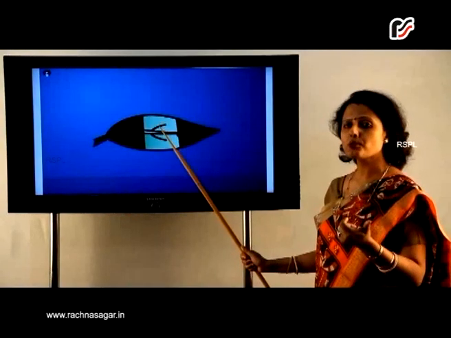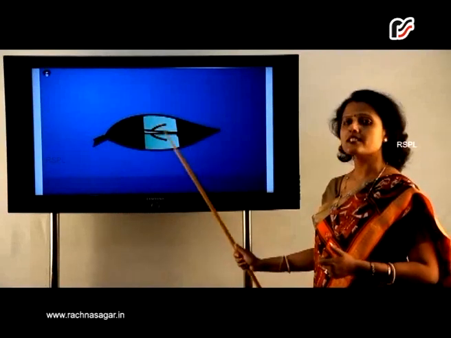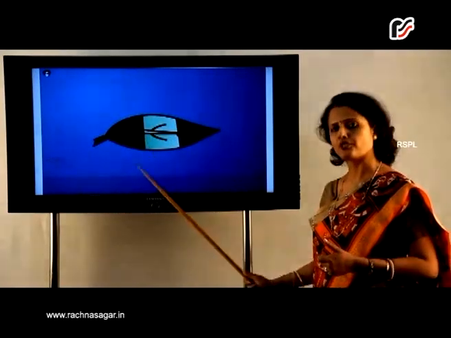Have a look, children. The part of the leaf which was exposed to the sun, which received sunlight, those two segments have turned blue-black, showing the presence of starch. But the part of the leaf which we had covered with black paper strips did not receive sunlight, as a result you can see it remains pale yellow. So there is no starch which has been formed in this part of the leaf. So this experiment proves that light is very much essential for the process of photosynthesis.